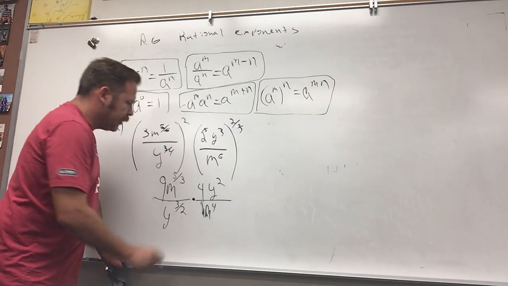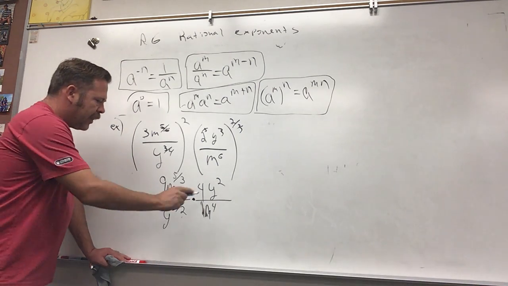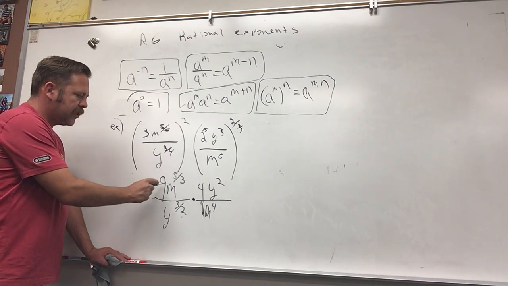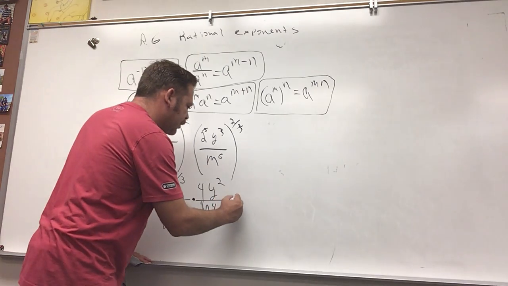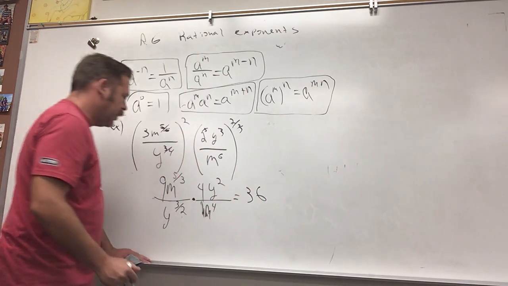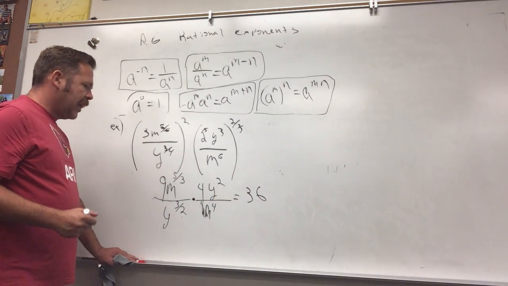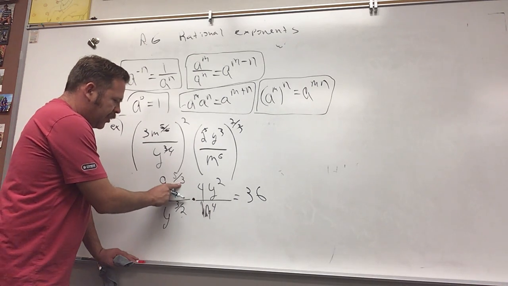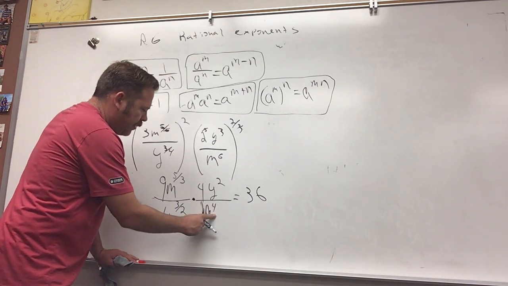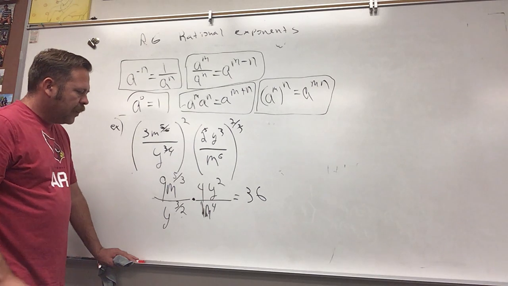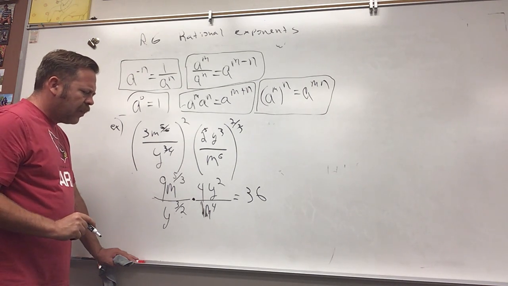Now, let's multiply across for the coefficients. 9 times 4 is 36. That takes care of our coefficients. And then let's handle our m business. I have m to the 5/3 on top and m to the 4th on bottom. Do I have more m's on top or on the bottom, and by how many?